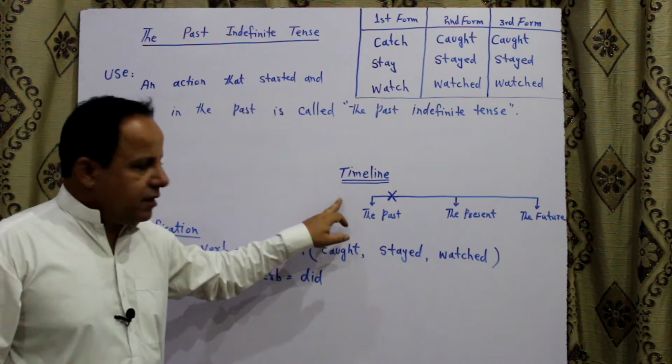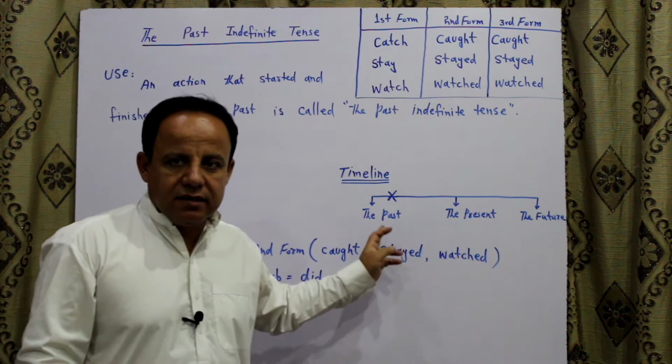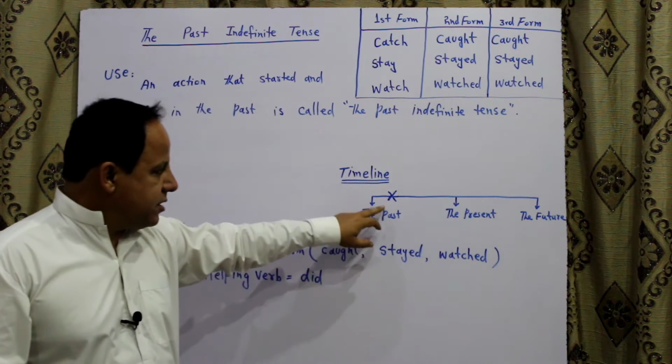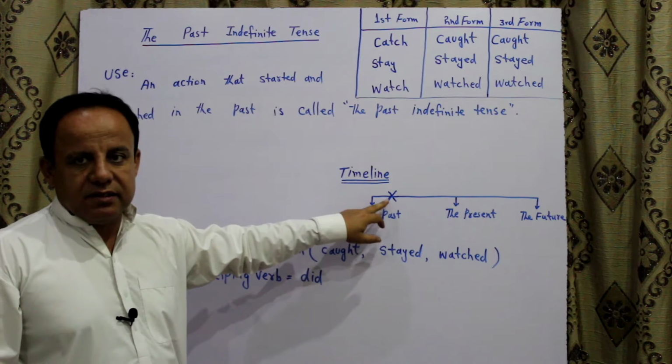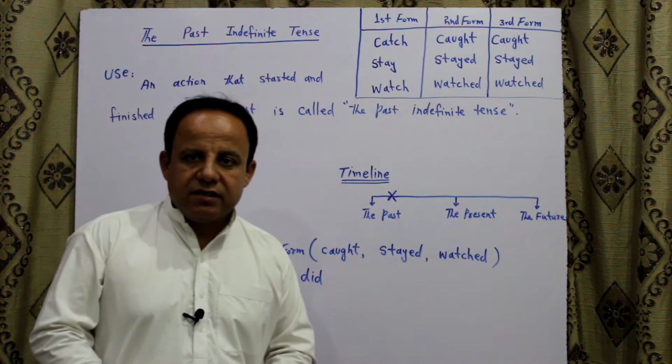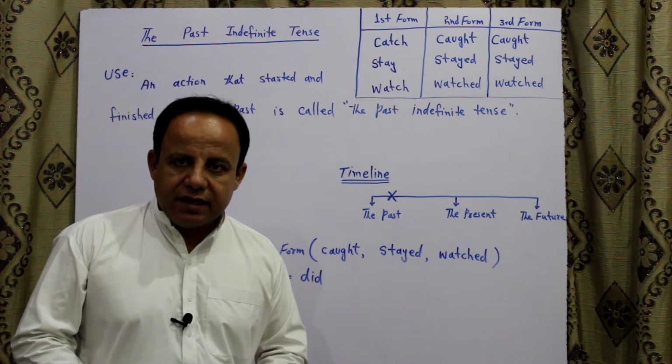Now see the timeline. There are three tenses: the past tense, the present tense, and the future tense. Now you can see that this is the past indefinite tense, because the action happened in the past, we started and finished it. So it is known as the past indefinite tense.